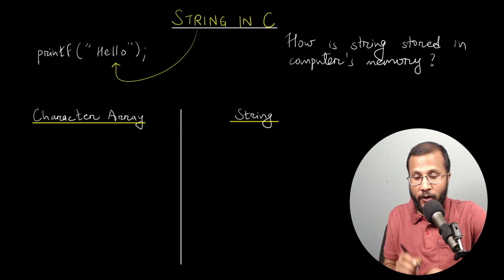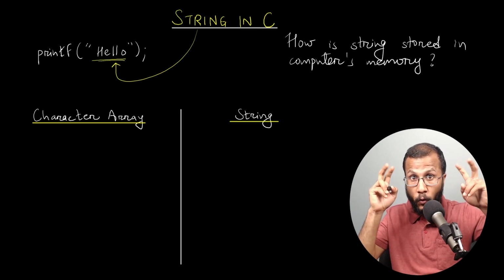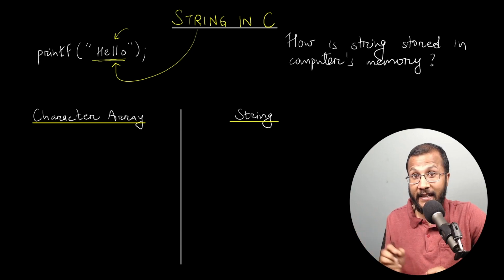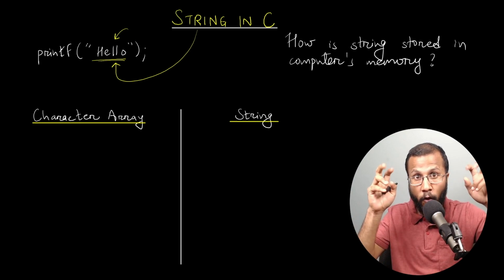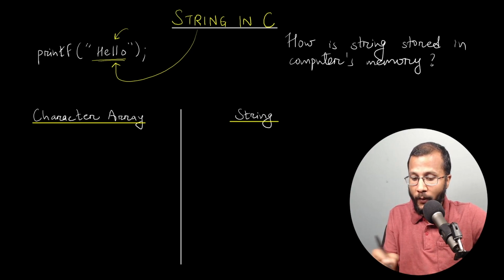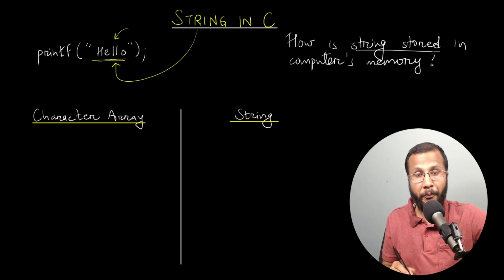So first of all, let's look at this statement: printf hello. In this statement, you see hello is enclosed in double quotes. So we say this hello is a string, right? A string is a sequence of characters that is enclosed inside double quotes. So hello qualifies to be called a string. Now let's talk about how a string is stored in the computer's memory.